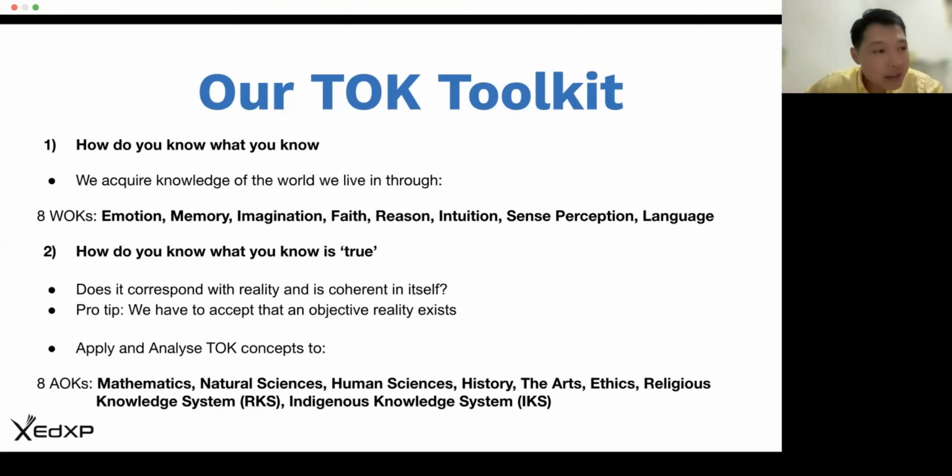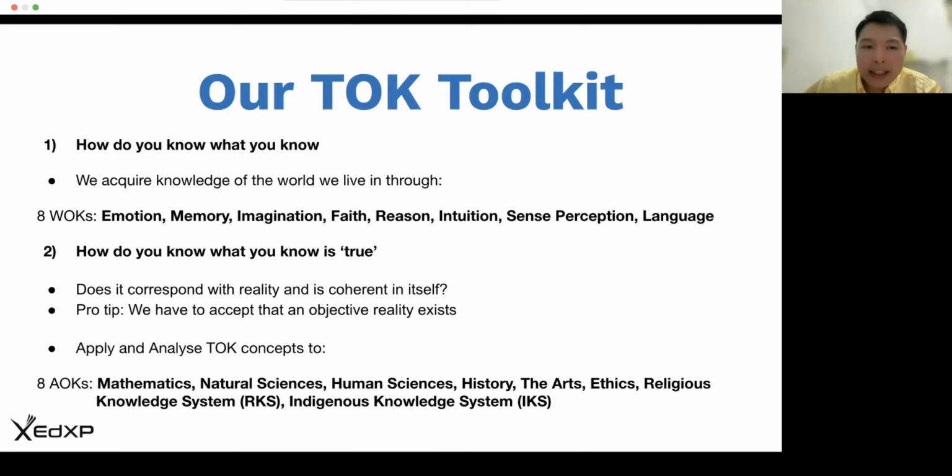Theory of knowledge might seem very convoluted to a lot of you, might seem very complicated, sometimes might even seem very confusing. But really, if you just have it in the back of your mind that in everything you do that is related to TOK, TOK just wants to ask you, how do you know what you know? And how do you know what you know is true? Okay, so for the first part, how do you know what you know? Basically, it is through the 8 ways of knowing, or as we call it, WOKs, right?